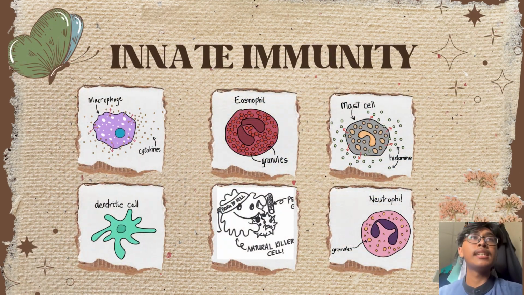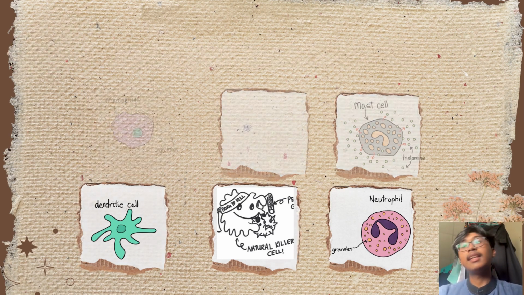Okay, this is an example of innate immunity. First, we have the macrophage, eosinophil, mast cell, dendritic cell, natural killer cell, and neutrophil cell, and the other cells.